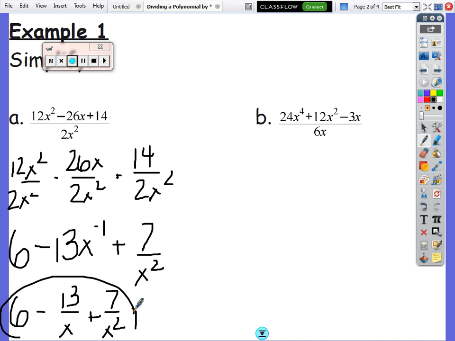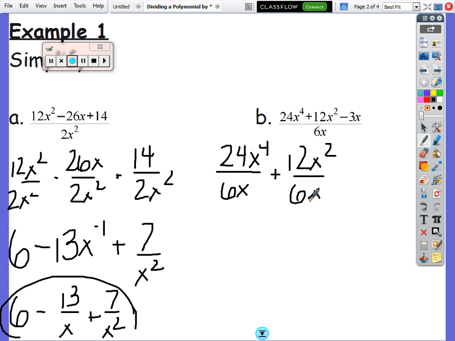The next example, I have 24x to the 4th plus 12x squared minus 3x divided by 6x. So again, I'm going to take each part and divide it by my monomial, which is 6x. So I'm going to have 24x to the 4th divided by 6x plus 12x squared divided by 6x minus 3x divided by 6x. So when you divide your coefficients, which are your numbers in front of your variables, 24 divided by 6 is 4, and you subtract your exponents.